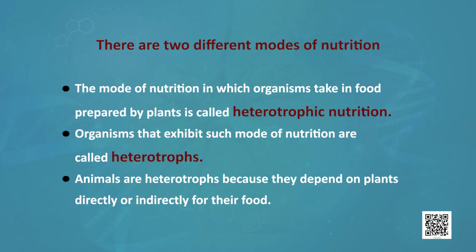The mode of nutrition in which organisms take in food prepared by plants is called heterotrophic nutrition. Organisms that exhibit such mode of nutrition are called heterotrophs. Animals are heterotrophs because they depend on plants directly or indirectly for their food.